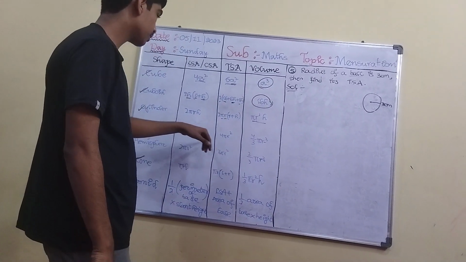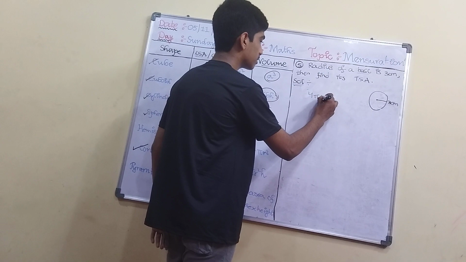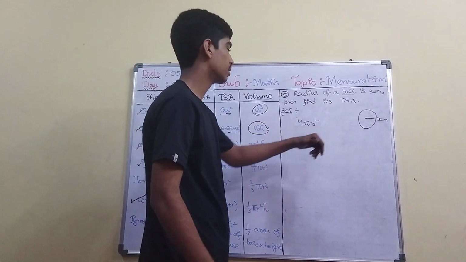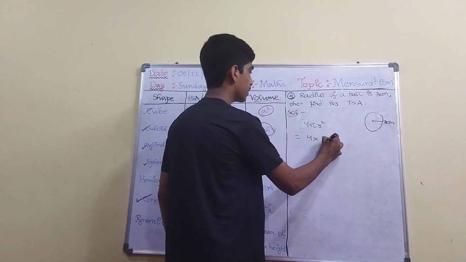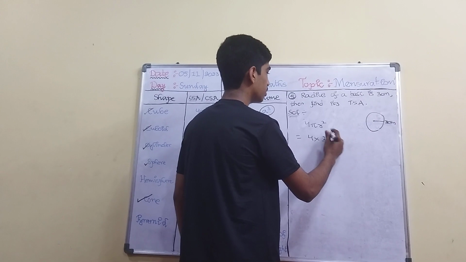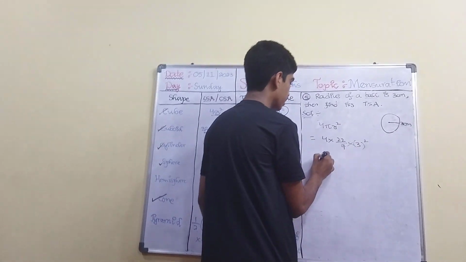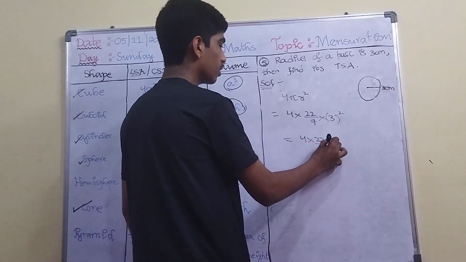What is the TSA of a sphere? 4 pi r square. Here only the radius is given, because for the TSA we only need the radius. Now substitute the values. 4 into, what is the pi value? 22 by 7 into r square. What is r given? 3. 3 square. 4 into 22 by 7 into what is 3 square? 9.